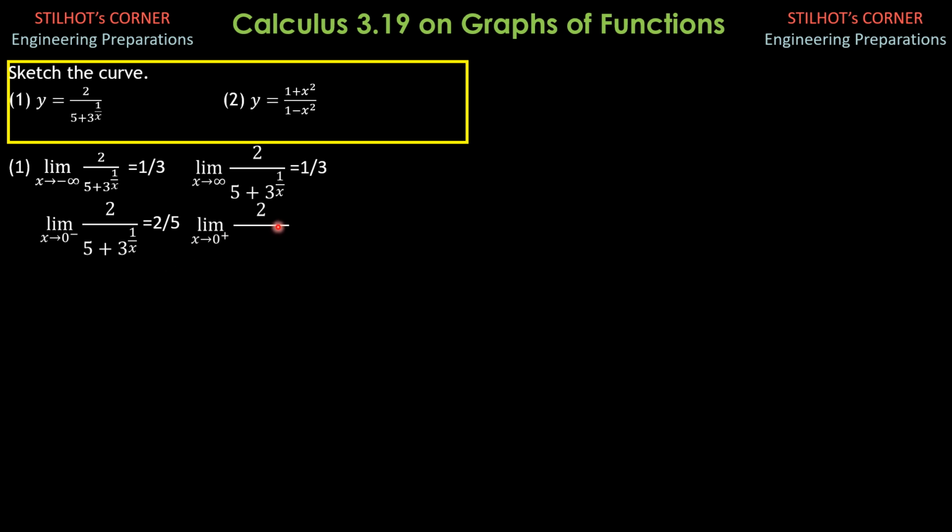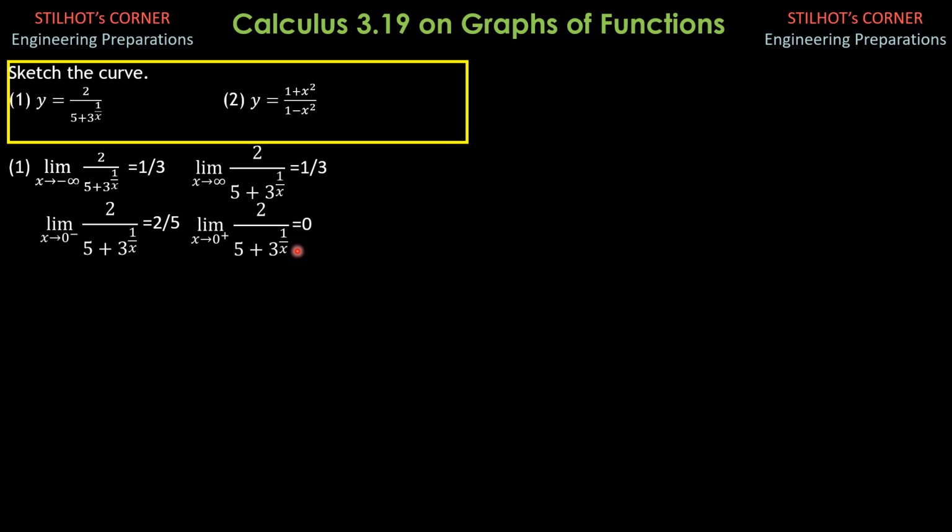Then the limit as x approaches 0 from the right is 2 over 5 plus 3 to the 1 over 0 from the right, which is 3 to the positive infinity. 3 to the positive infinity is infinity, or a very large value. Then 2 over 5 plus a very large value is 2 over a very large value, and that is equal to 0.